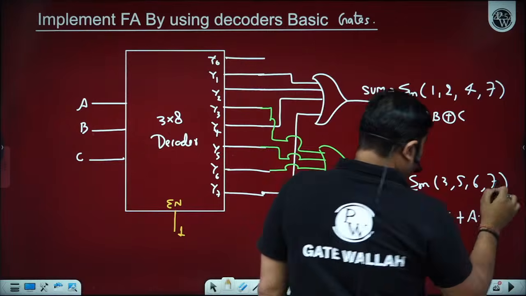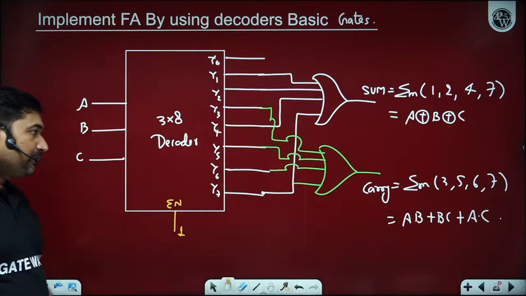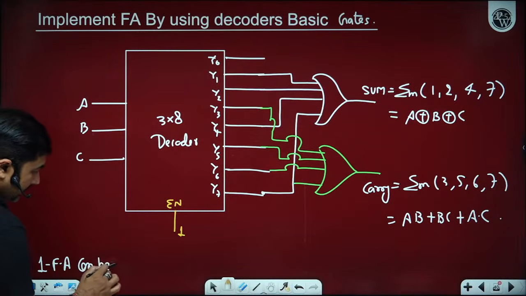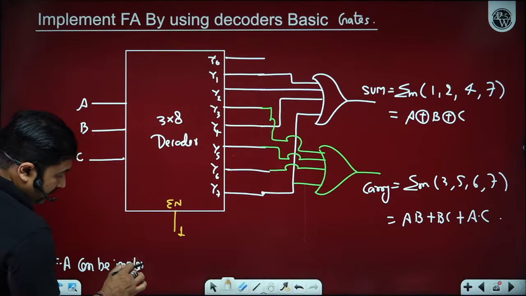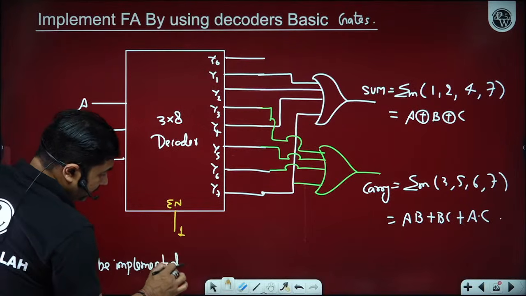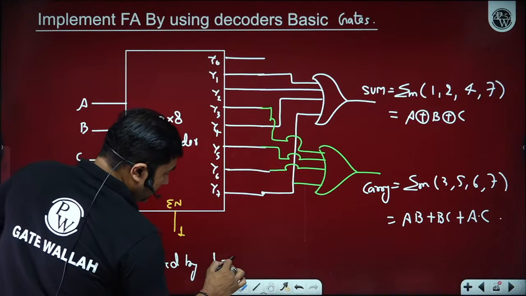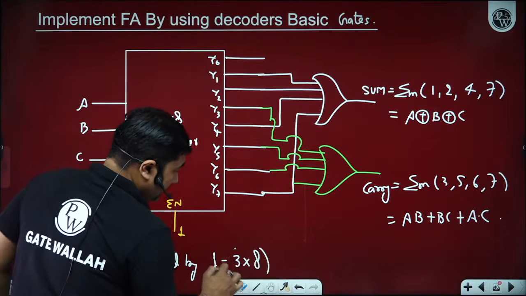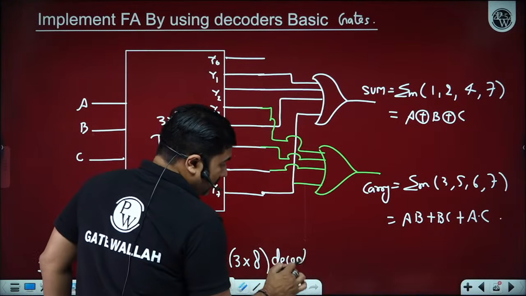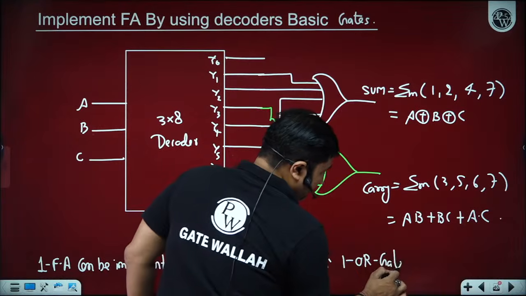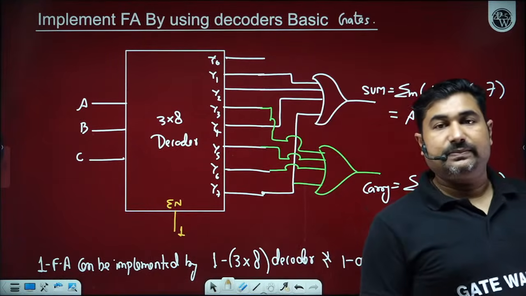How many of you are able to understand up to this part? So, one full adder can be implemented by one 3x8 decoder and one OR gate. Is it okay, beta ji?